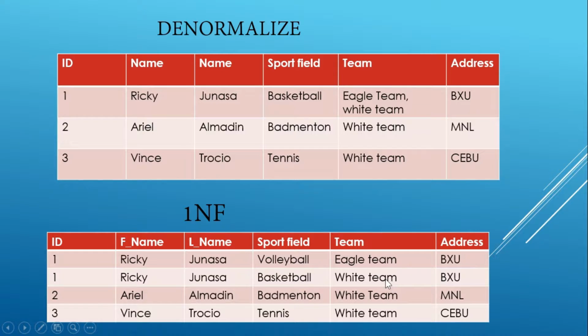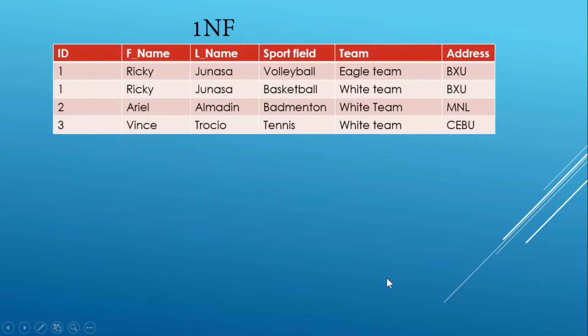Let's move into the second normal form. The second normal form has the rules. First, the table is in the first normal form. Second rule is no non-prime attribute is dependent on the proper subset of any candidate key of a table.